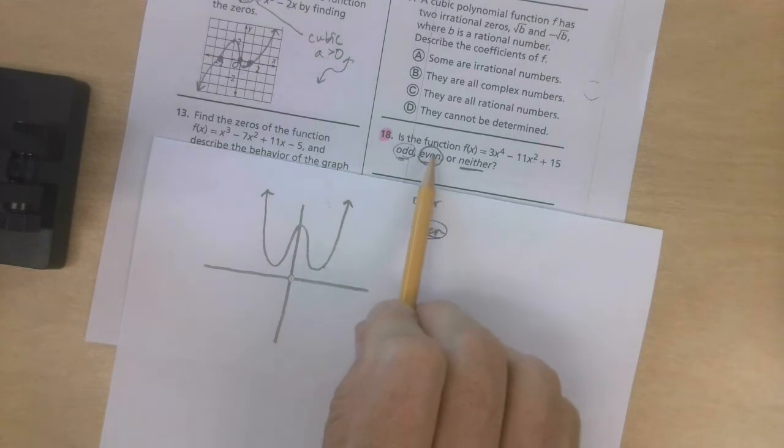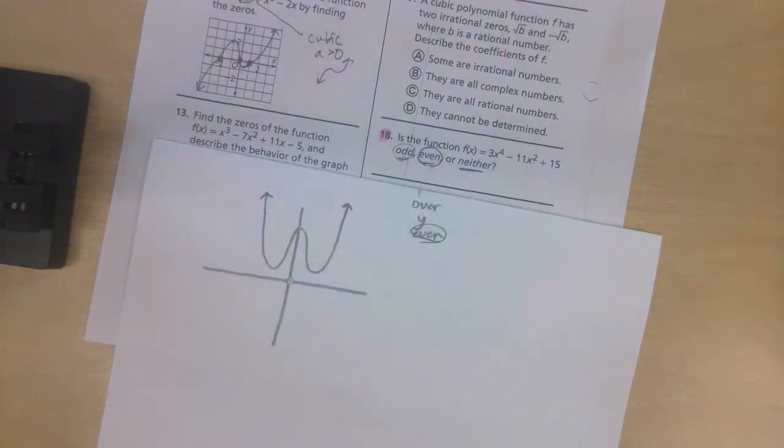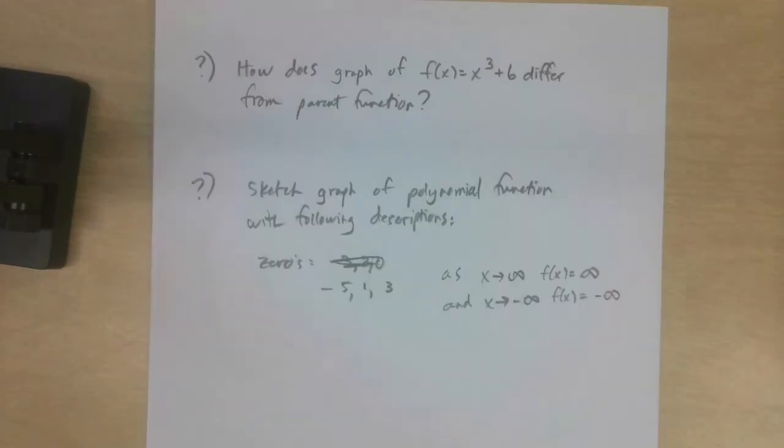Does it flip over the y? Yes, it does. Is it symmetric over the origin? No. So we know it's even. Okay, last two bonus problems. Definitely going to have something like these, so be prepared.